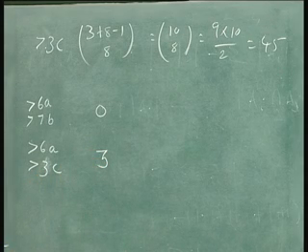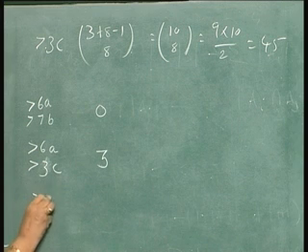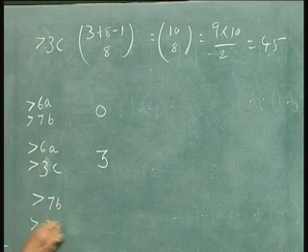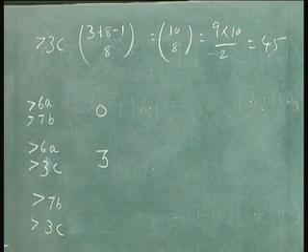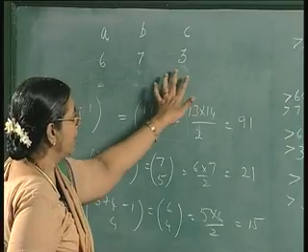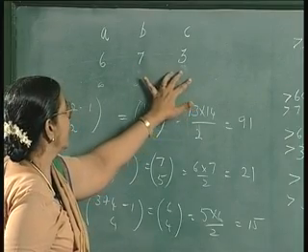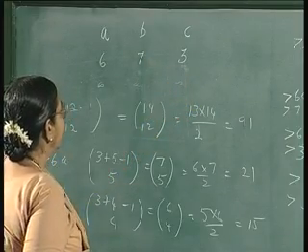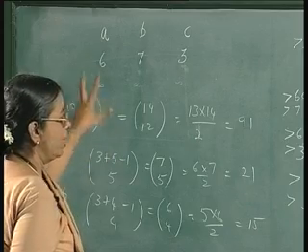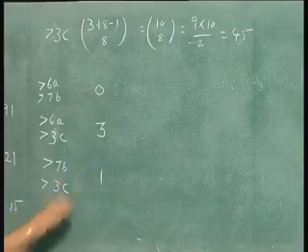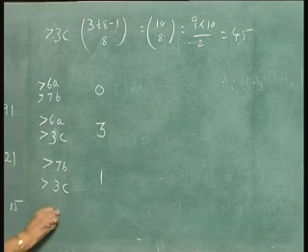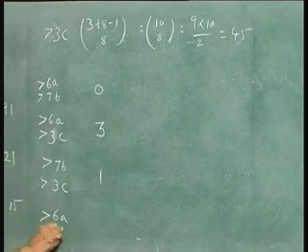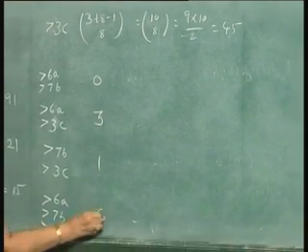Now, if I select more than 7 B and more than 3 C, that is, I have already selected 8 B's and 4 C's, 12 elements I have already selected. So, I cannot select any more A's. So, this can be done only in one way, and there is no way you can select more than 6 A, more than 7 B and more than 3 C, this is 0.